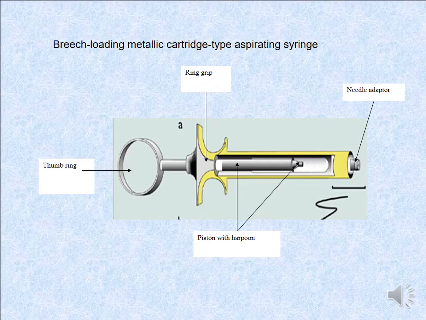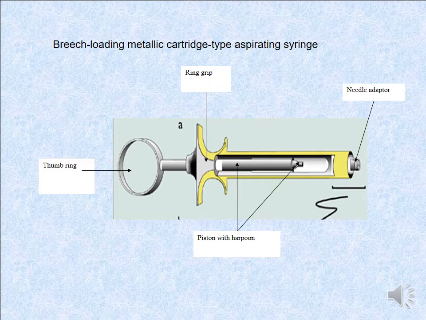The parts of each breech-loading metallic cartridge type aspirating syringe. The first one at the beginning is the needle adapter, where the needle is inserted on the syringe, and then the barrel, the body of the syringe, and inside the barrel we have the piston with harpoon.